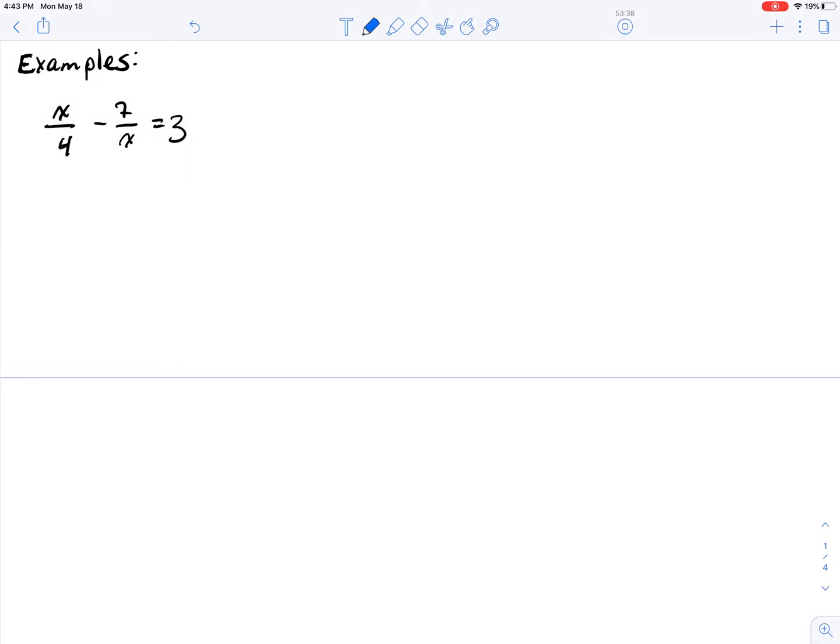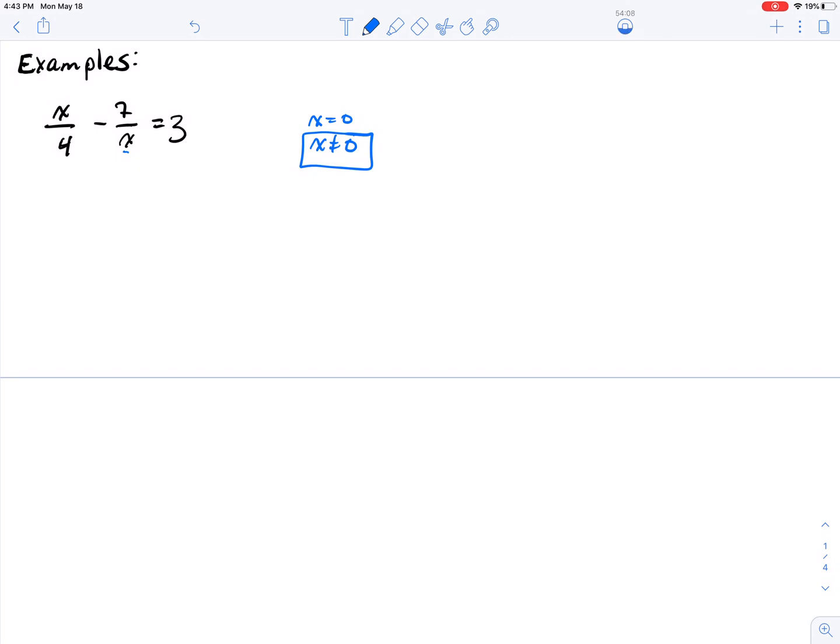First example, x divided by 4 minus 7 over x equals 3. Let's work down our steps. Factor each denominator. The denominator is already in single factors. There's nothing else to do. Identify non-permissible value. We have x, set x equal to 0, so we know x cannot equal 0. There's our non-permissible value. That was easy for this one.